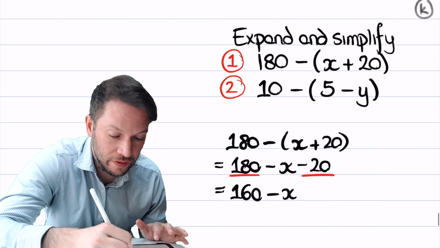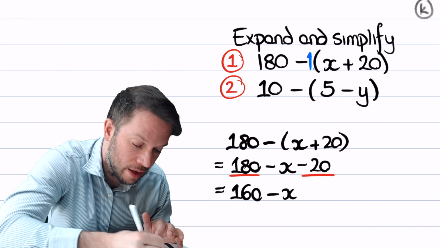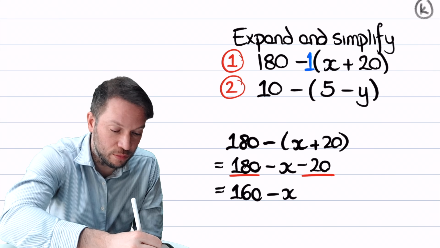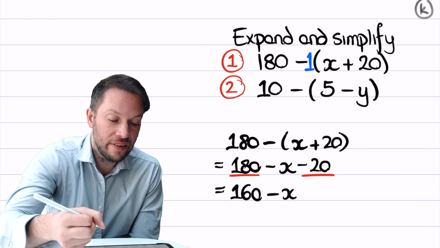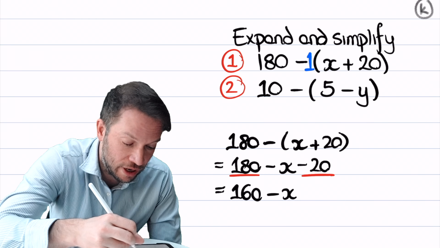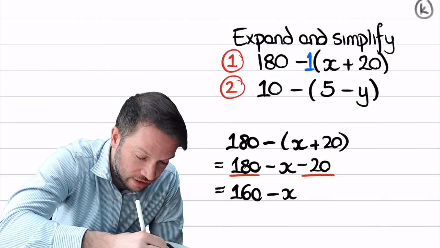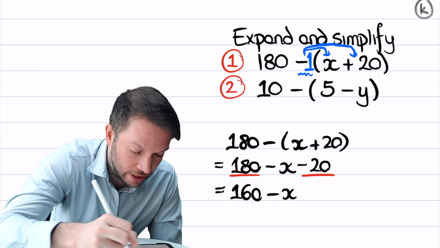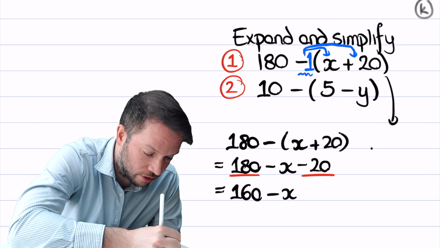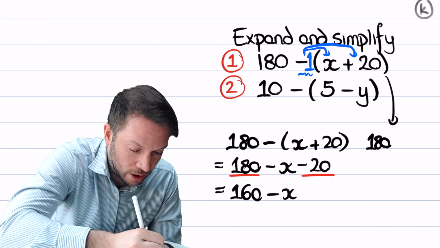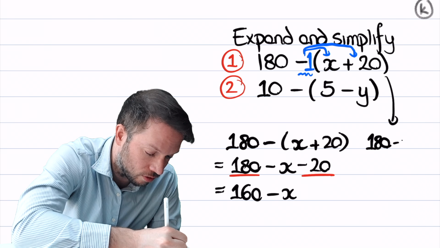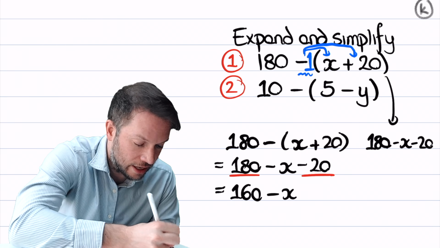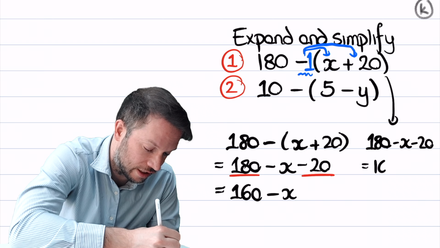The other way we can do it is to think that there's like a sort of ghostly 1 here. Because if we're subtracting a lot of x plus 20, then that's saying we're subtracting one lot of x plus 20. And if we're to do that, then we can think of this as a kind of bracket expansion. So we're going to do this minus 1 multiplied by the x and the minus 1 multiplied by the 20. And if we do that, we've got the 180 on the front, and then we've got minus 1 times by x, which is minus 1x or minus x. And then we've got minus 1 times by 20, which is minus 20.